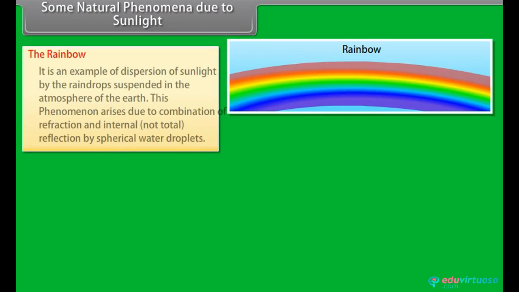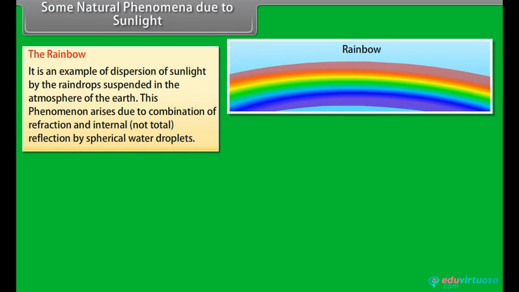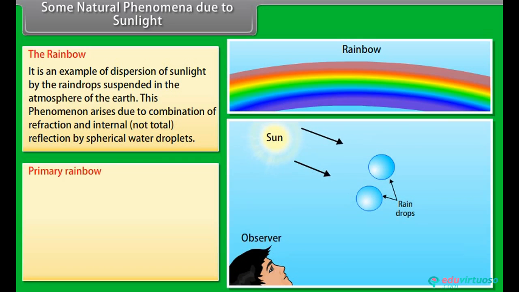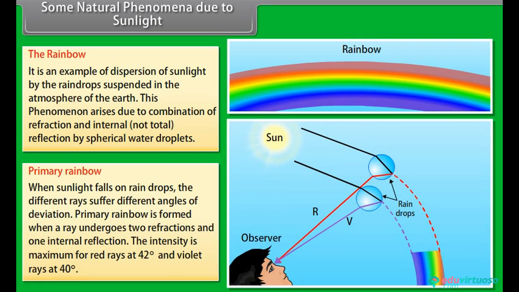The rainbow. It is an example of dispersion of sunlight by the raindrops suspended in the atmosphere of the earth. This phenomenon arises due to a combination of refraction and internal, not total, reflection by spherical water droplets. Primary rainbow. When sunlight falls on raindrops, the different rays suffer different angles of deviation. Primary rainbow is formed when a ray undergoes 2 refractions and 1 internal reflection. The intensity is maximum for red rays at 42 degrees and violet rays at 40 degrees.